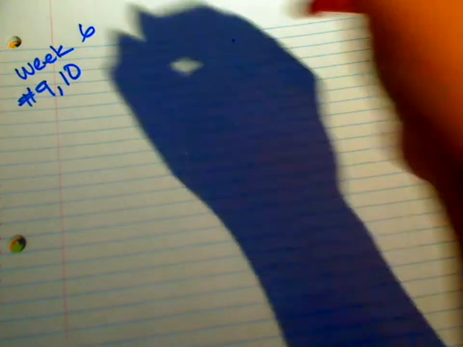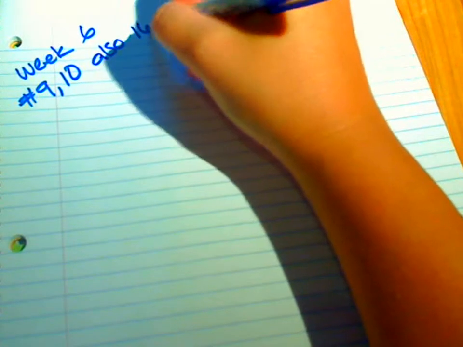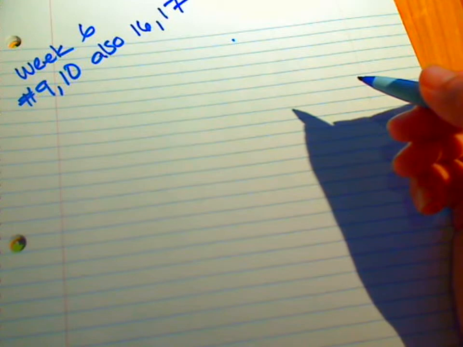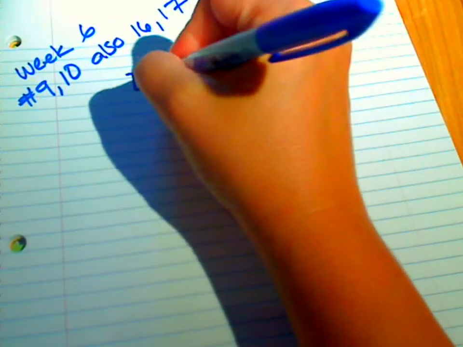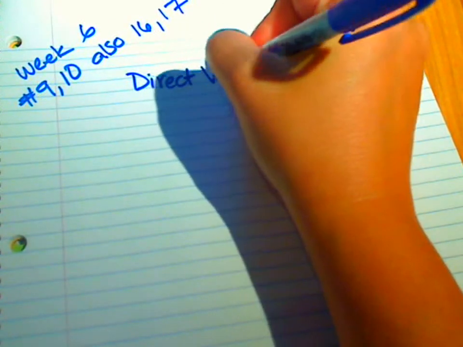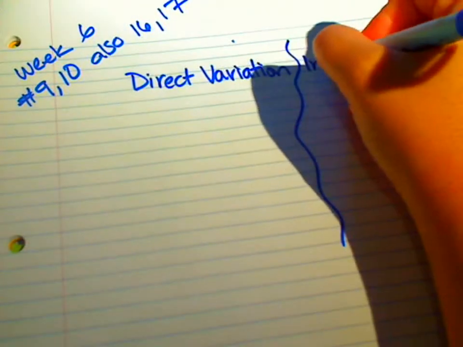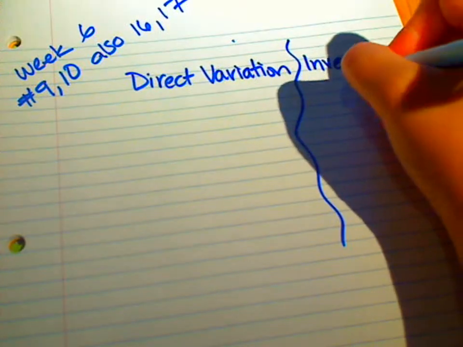Alright, week 6, numbers 9 and 10. But this is also going to help you with 16 and 17. Let's see. So, we talked about number 9, direct variation. And then they also talk about inverse variation on number 10.